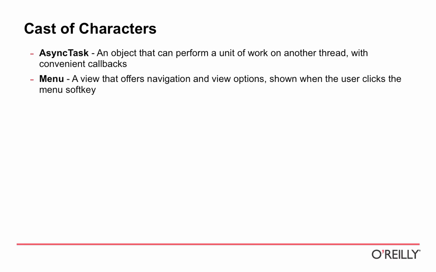As we go through the code today, we'll run into a few new characters in this drama of Android development. The async task we've already talked about in depth a little bit, as a pretty good introduction. It's a way to deal with some unit of work in the background without using a thread. And it also deals with, as I said, a couple of the problems of using more than one thread at the same time. And then we'll also deal with the menu, which is the way that navigation works on the Android platform.